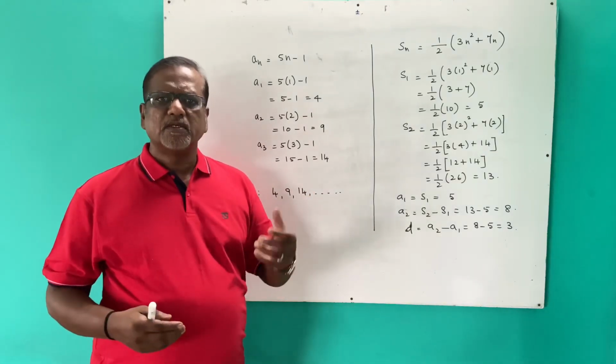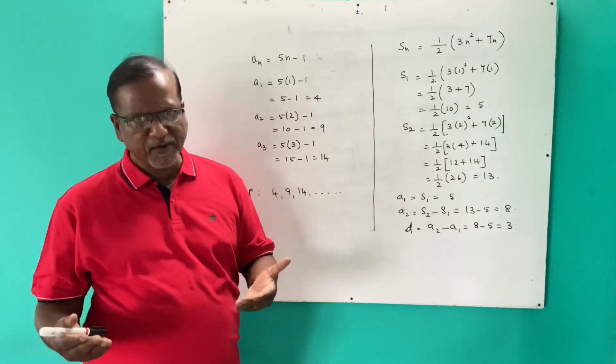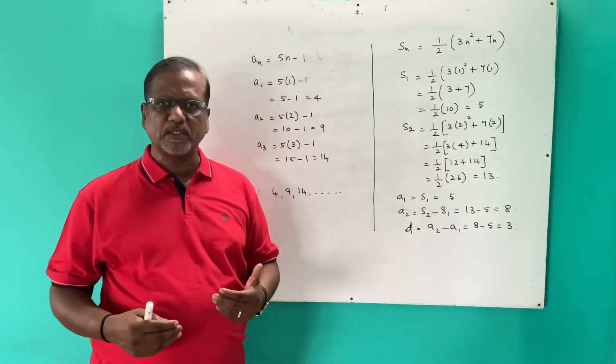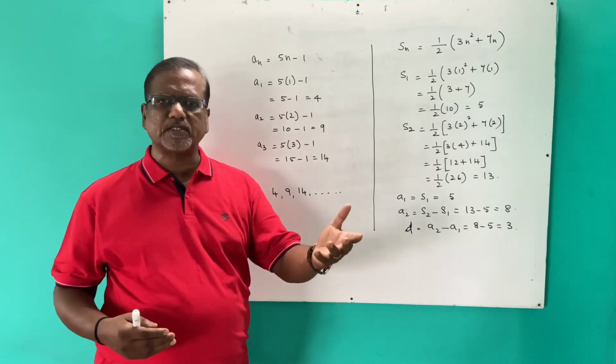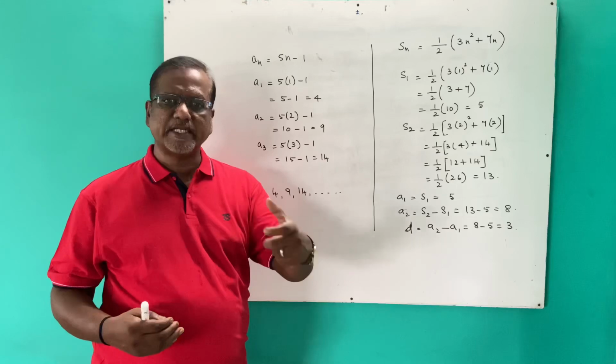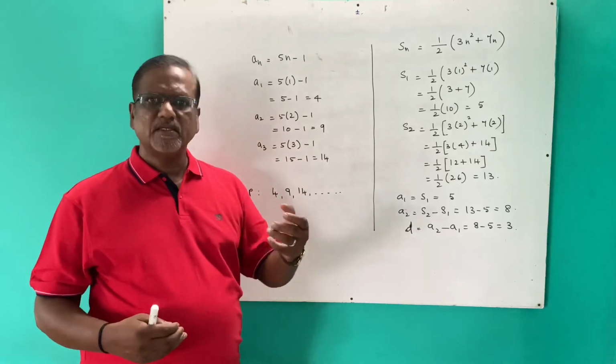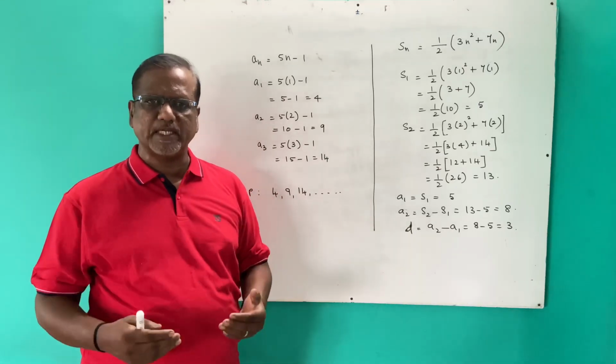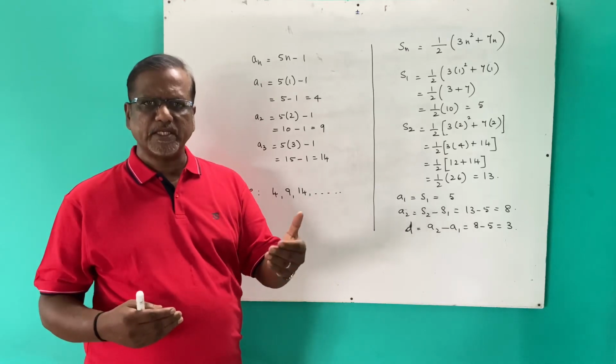Now, once we get the AP, if they ask you to find, for example, the 10th term, we know what a is. We can find d as a2 minus a1. Then the 10th term is equal to a plus 9d. Suppose they ask you to find the sum to 10 terms. Then we know a, we know d, and n is equal to 10. Substitute these values in the Sn formula.